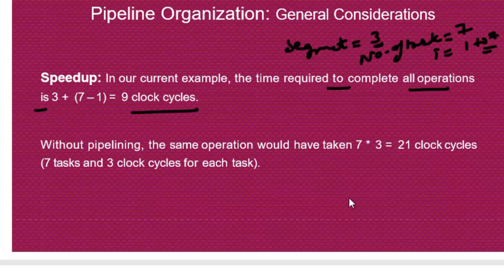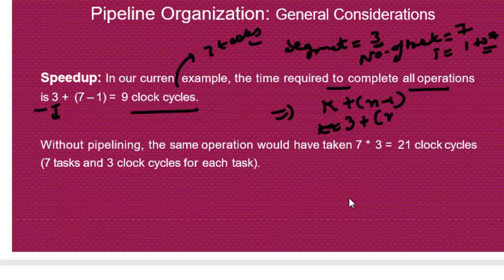Now according to the speed up formula, how can we calculate the number of clock cycles required to perform those 7 tasks? The formula was k plus n minus 1. Here 3 is the number of segments, so k will be equal to 3, plus n minus 1. What is n in the previous example? There were 7 tasks, so it is 7 minus 1. So it is 3 plus 6. So a total of 9 clock cycles will be required to perform the 7 tasks.